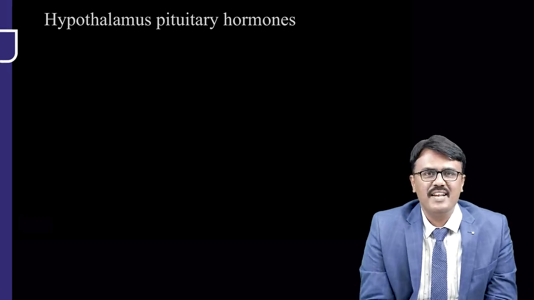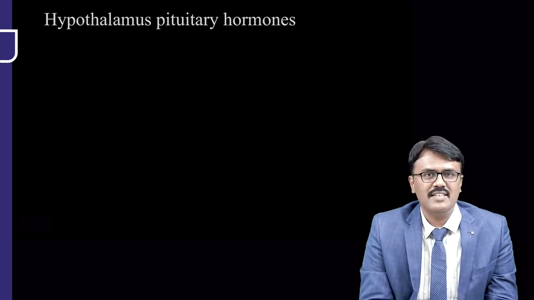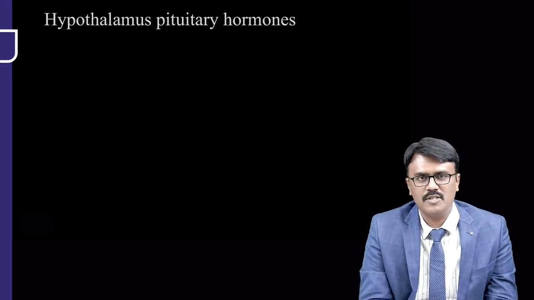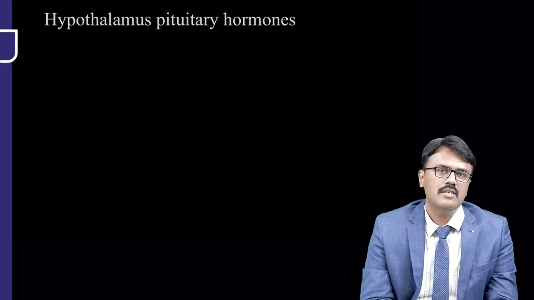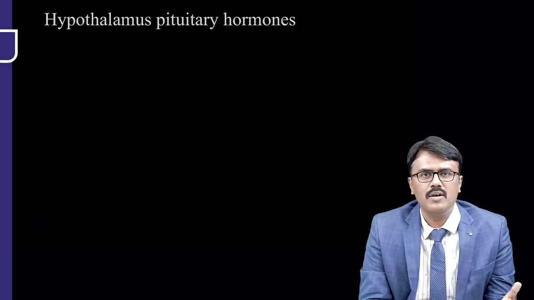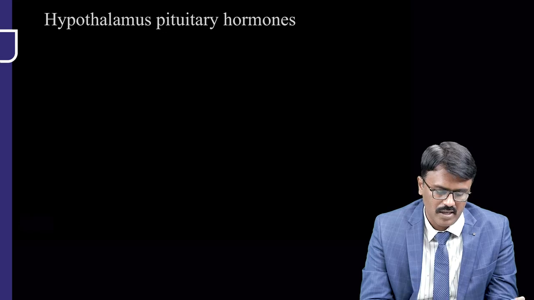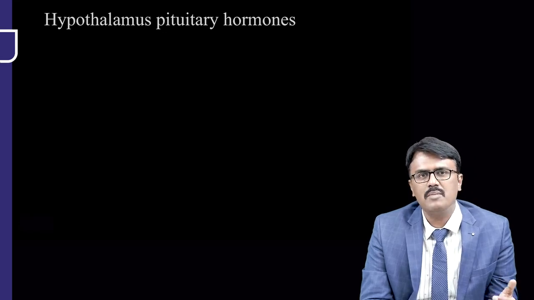Hi everyone, and let us start endocrine pharmacology. And the first topic we are going to discuss is hypothalamus pituitary hormones. Now, in endocrinology, it is mainly the replacement use, because when the hormones are deficient, we are going to supplement them to the patient. So, we are replacing it. In this topic, we'll be discussing what are the important hypothalamus hormones, what are the preparations, and where do we use them.